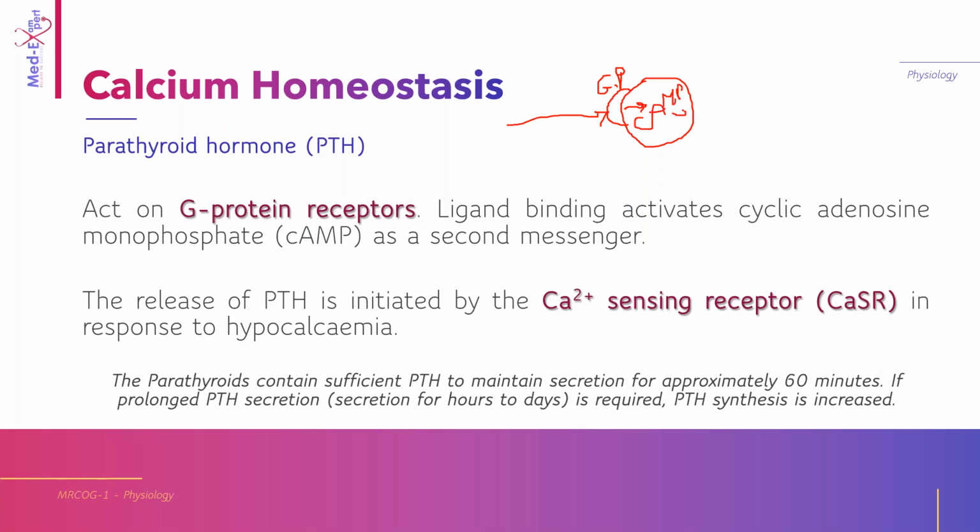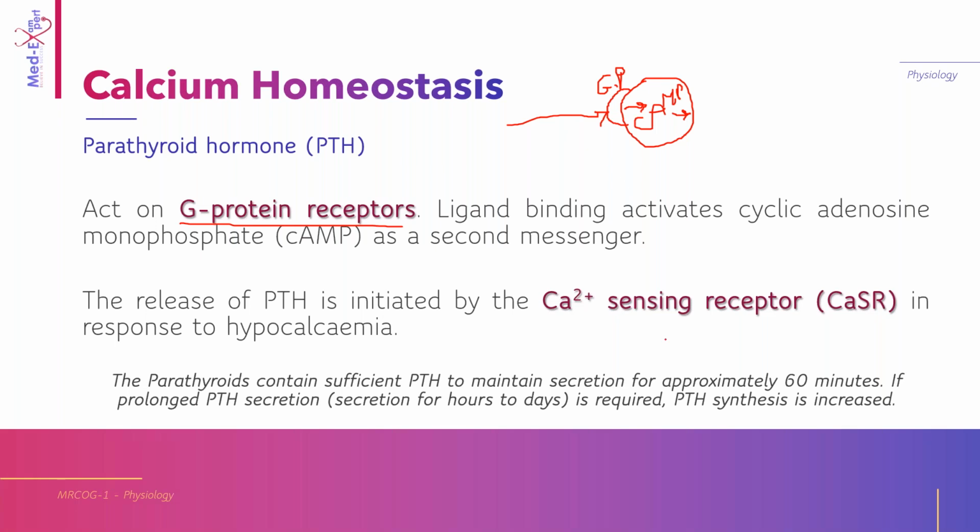Then cyclic AMP will go to the cell nucleus, or the hereditary material, the chromosomes, to activate certain genes to stimulate the cell to do its actions. This part will be discussed in detail in biochemistry, but this is the mechanism by which the parathyroid hormone acts. It acts on a type of receptor called G protein receptor. The stimulation of such a receptor will activate a second messenger called cyclic AMP.